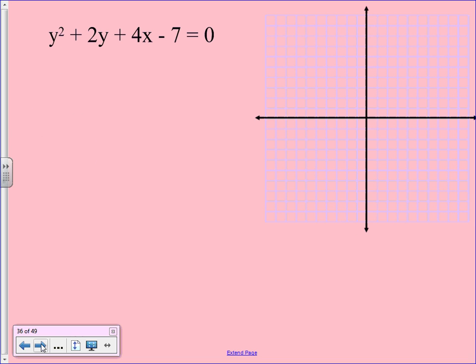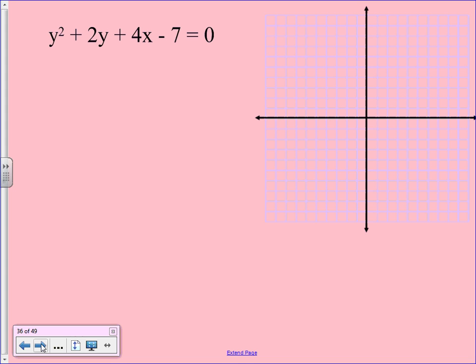Now, what if it's not in parabola form? What if it's in general form and, oh wow, we've got to do some stuff to it. So let's discuss. Y squared plus 2y plus 4x minus 7 equals 0. Look and see which one is squared. Well, there it is, y is squared.